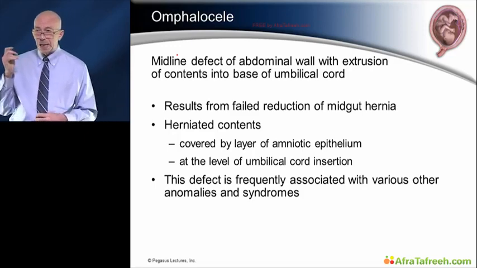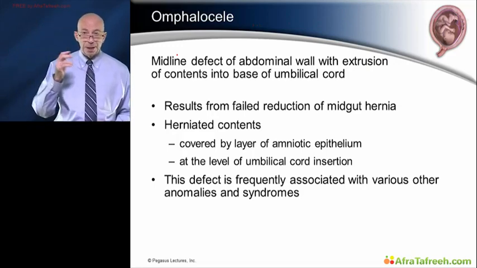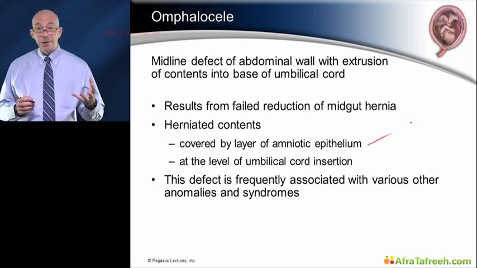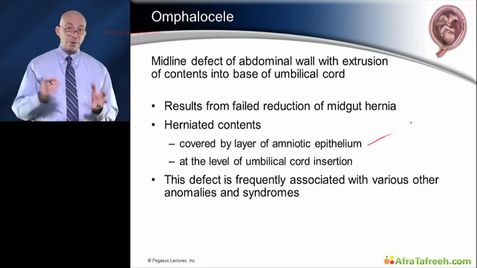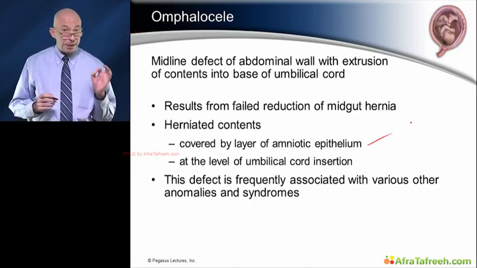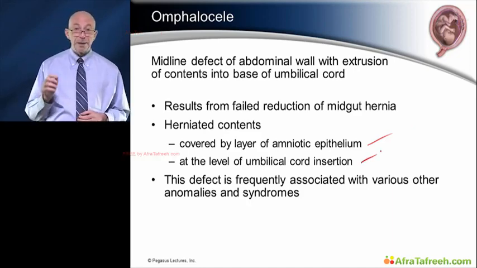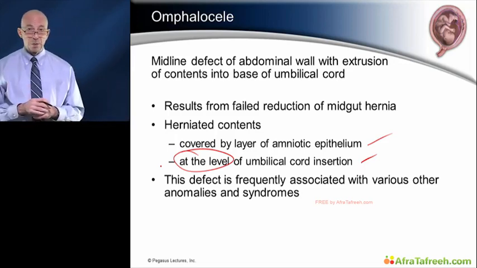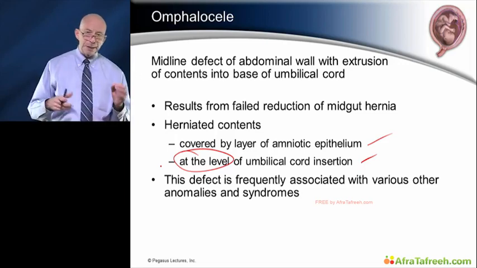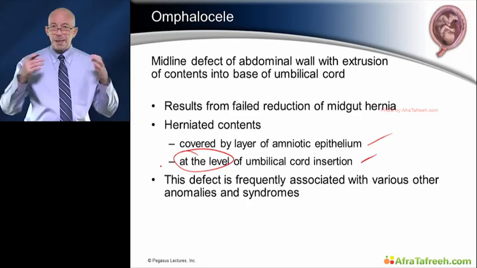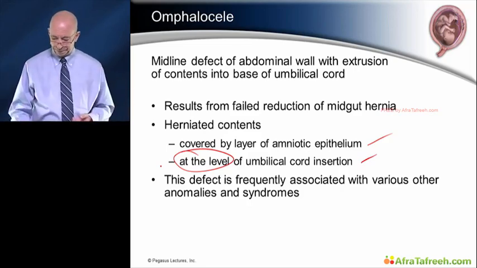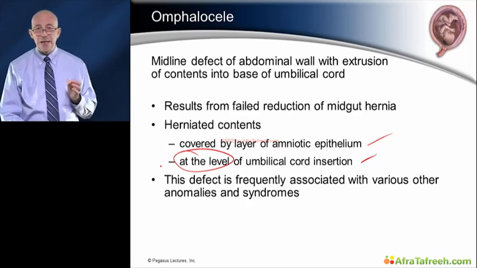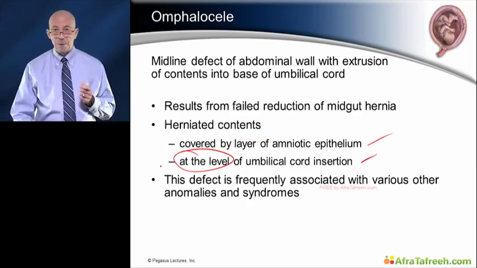The differentiating sign in an omphalocele, to differentiate it from a gastroschisis, is that the herniated contents are covered by a layer of amniotic epithelium. There's a membrane surrounding the herniated contents, and these herniation defects occur at the level of the cord insertion. Important differentiators: membrane at the level of the cord insertion. This defect is also frequently associated with various other anomalies and genetic syndromes. So when an omphalocele is identified, a very thorough, detailed examination of fetal anatomy should be performed.